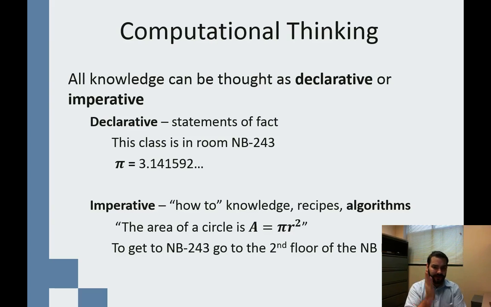It's a very cut and dry example. Pi is 3.141592. Our classroom that we go into is NB243. My name is Adam Goida. My hair is brown. I'm wearing blue with white stripes. That's factual, declarative information. Teach a man to fish and you feed him for a lifetime. That is imperative knowledge. That's that how-to. It's the algorithms of programming. It's how we design out the code.